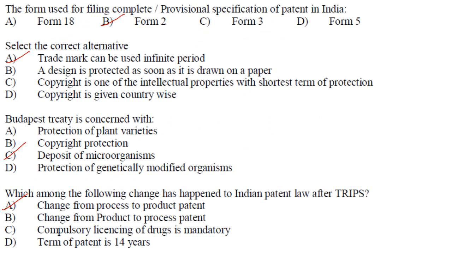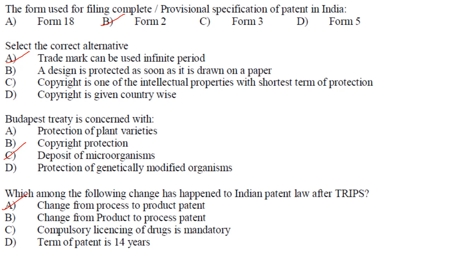The next one. The form used for filing complete or provisional specifications of a patent in India. It is Form 2. Answer is option B. Select the correct alternative. Trademark can be used for an infinite period. That itself is correct. Answer is option A.